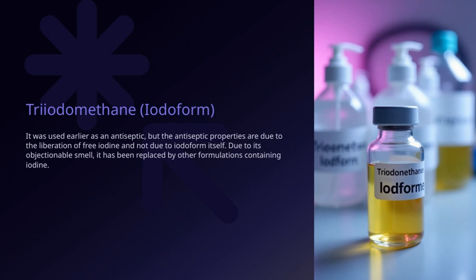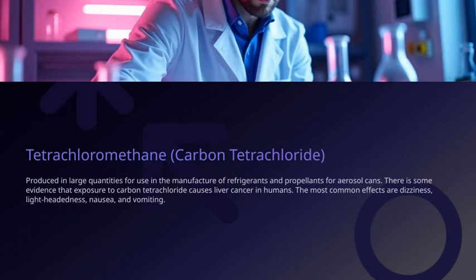Today, I want to talk about tetrachloromethane, also known as carbon tetrachloride. This chemical was produced in large quantities, mainly for use in manufacturing refrigerants and propellants for aerosol cans. It's important to understand that, historically, it played a significant role in various industrial processes. However, there is some evidence suggesting that exposure to carbon tetrachloride can cause serious health issues, particularly liver cancer in humans. This highlights the importance of proper handling and safety precautions when working with or around this chemical.